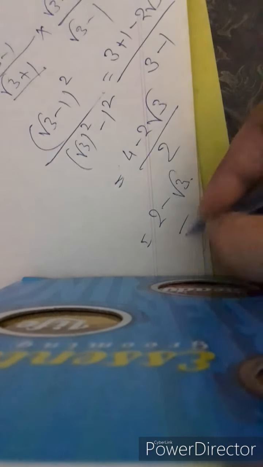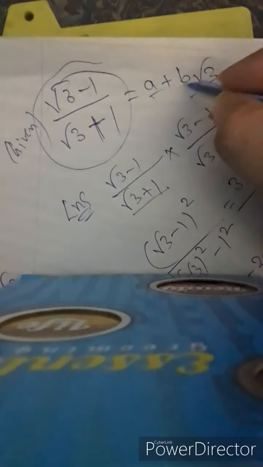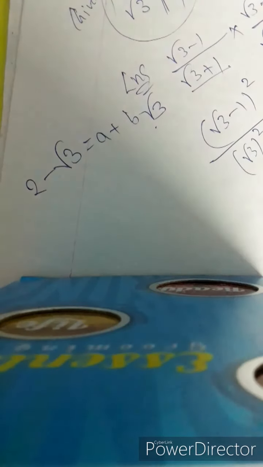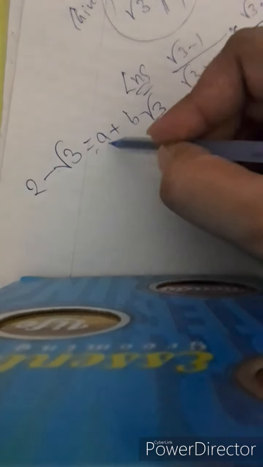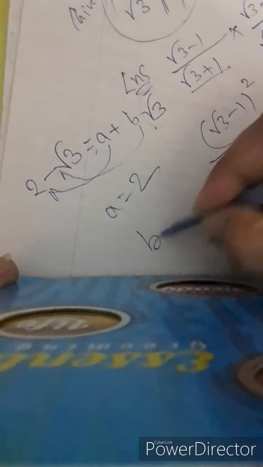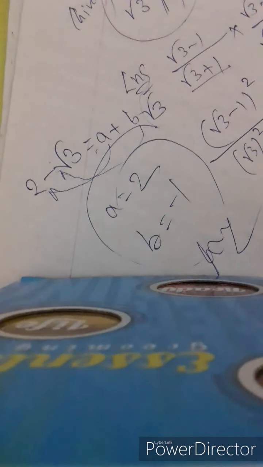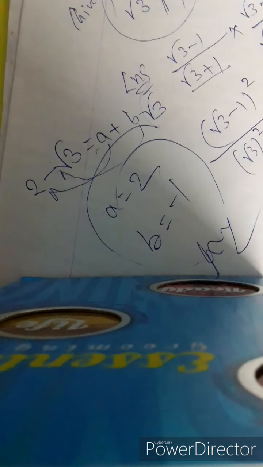2 minus root 3. Now LHS is 2 minus root 3 and is equal to a plus b root 3. So if we compare this, 2 minus root 3 equals a plus b root 3, we get the value of a is 2 and this root 3 is common, so value of b becomes minus 1. A equals 2, b equals minus 1. That is the answer. I hope you are clear with this concept. So winding up this chapter here. Thank you for your cooperation.